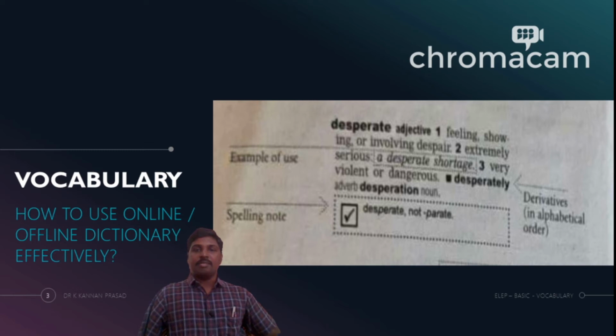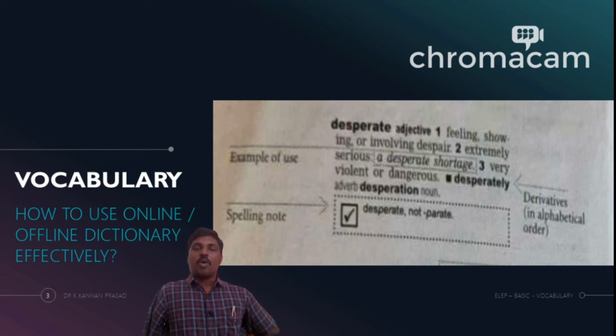Second meaning, extremely serious. Now, after the second meaning, there is no meaning given to us, but you could see that there is a difference in the way that the first and second meaning are given, and the sentence a desperate shortage. The font varies here. Now, why does the font vary here? If you could use the computer language, it is italicized, right?